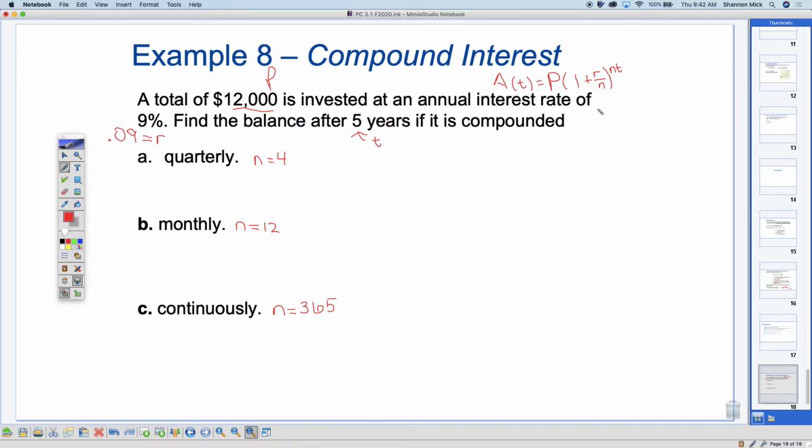Okay, so we need to plug this in, yes? So for quarterly, it's going to be A of 5, because our time is 5, right? And that says amount after 5 years, yes? Equals 12,000.